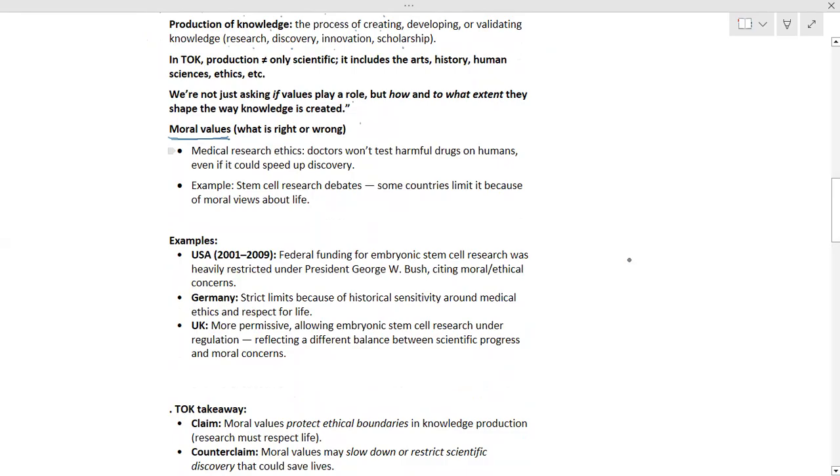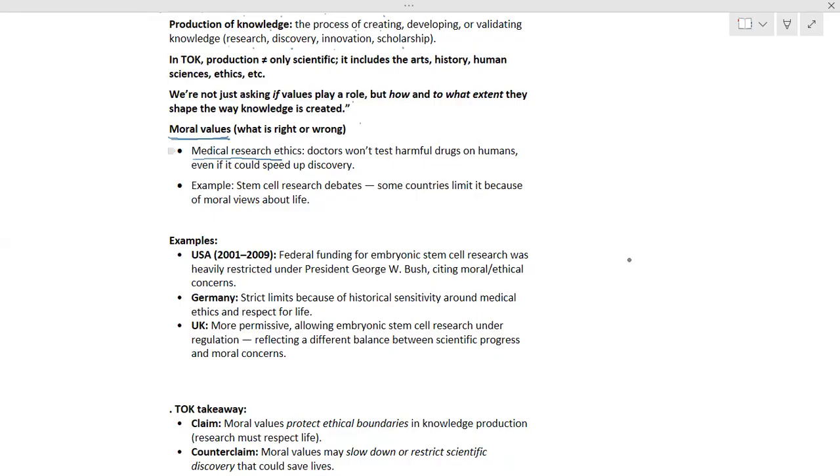Now, in the field of medical research ethics, doctors won't test harmful drugs on humans, even if it could speed up discovery. We are aware of this, that when a new medicine is invented, it is first tested on animals. We are also aware that a few decades earlier, animals were used for research, for studying in the laboratories. But now it has been reduced as much as possible.